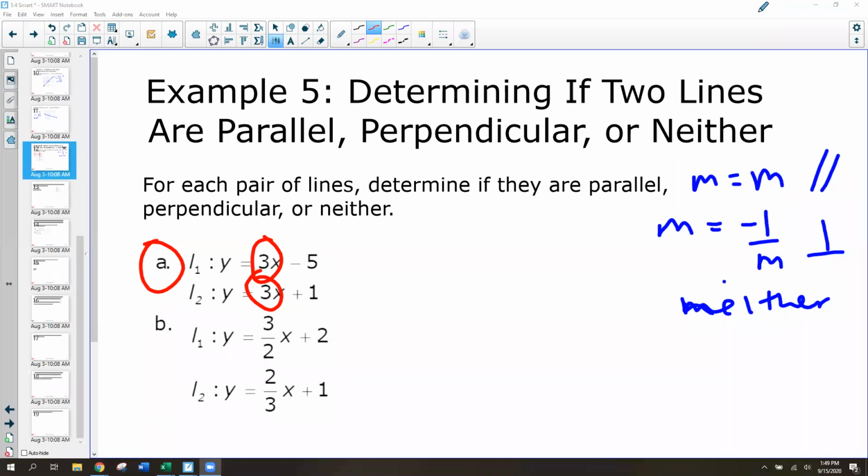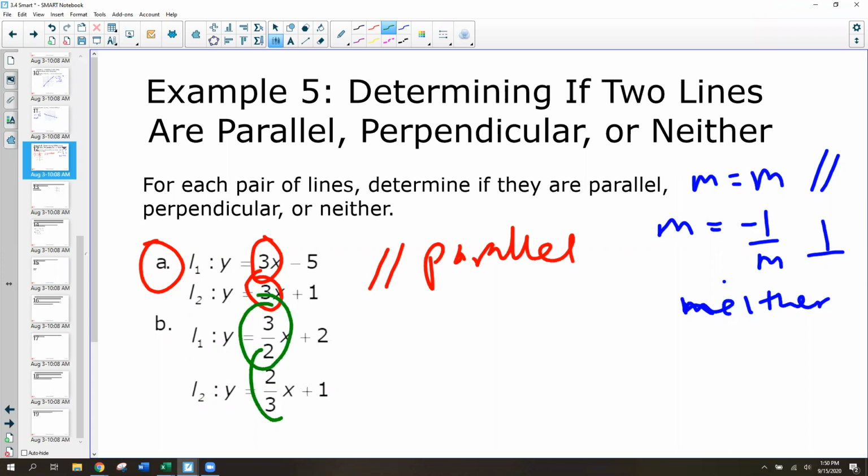All right, pardon me. So they're both 3, they're both exactly the same. That's gonna make them parallel. For the second pair, again, all I'm looking at is the slope, 3 over 2, 2 over 3. Those are reciprocals, but they are not opposite signs. So they are neither.